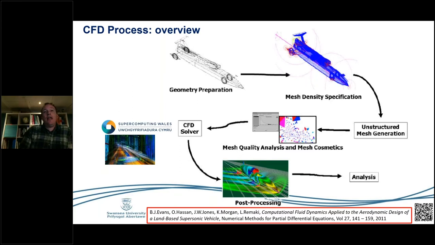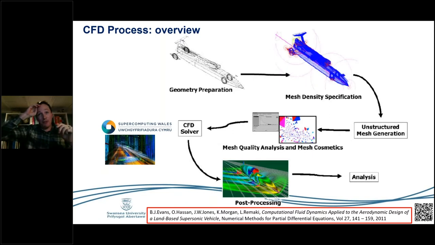of running a computational fluid dynamics simulation, an aerodynamic simulation over Bloodhound. And I'll labor this point a little bit because it will help me make a point about some of the technology we're developing to improve this process towards the end of the talk. But essentially, we have to define the geometry that we want to study the airflow over in some way. Typically, that will be done in a CAD system these days.